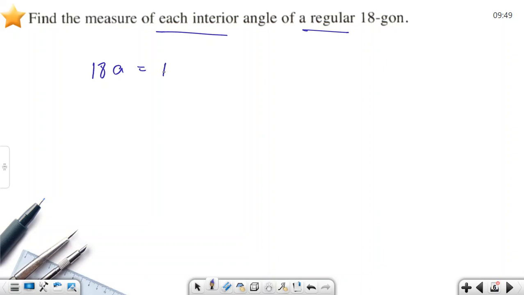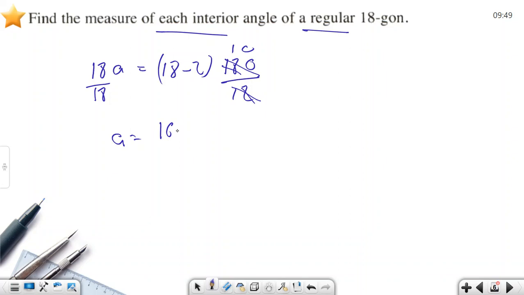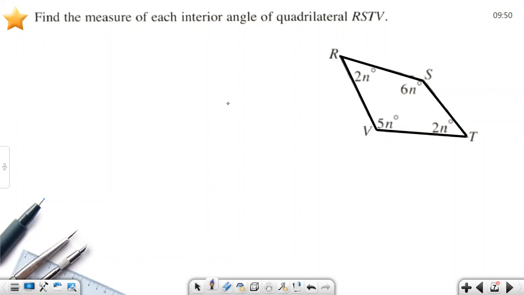It's equal to 18 minus 2 multiplied by 180. So divide by 18, divided by 18, angle equals 16 times 180 over 18. I simplify this 18, and 180 over 18 becomes 10. 16 multiplied by 10, angle equals 160. One of them, so each of them is 160 degrees.